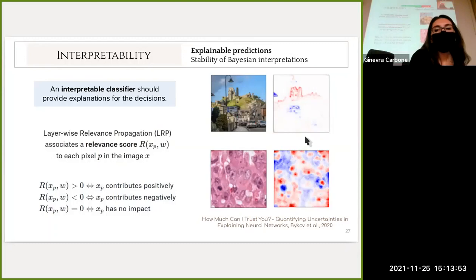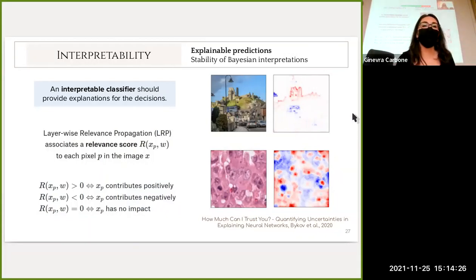And in particular, we rely on layer-wise relevance propagation, which associates a relevance score to each pixel in the image X. So you can see that the relevance is positive when it contributes positively to the classification, and it has a red color in this case. It is negative when it contributes negatively, and 0 when it has no impact. So no impact is the white color, and negative is the blue color. So we are also able to visualize this kind of computation through the heat maps associated to the original images.